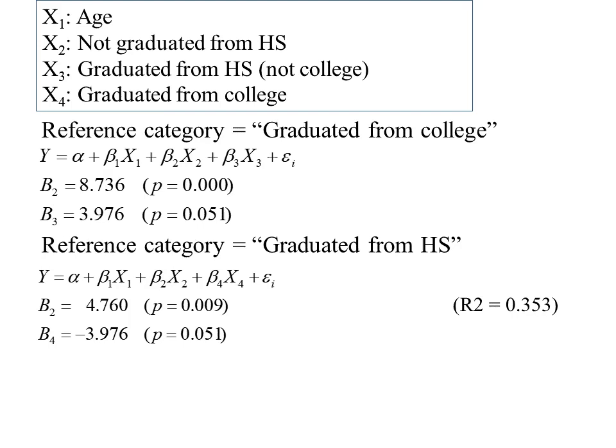So, the second regression analysis was done, using graduated from high school as the reference category. Now the regression coefficient for those who have not graduated from high school has changed from 8.736 in the first analysis to 4.760 in the second analysis, and its p-value from the second analysis, which was 0.009, is about the difference between those who have not graduated from high school and those who have graduated from high school.